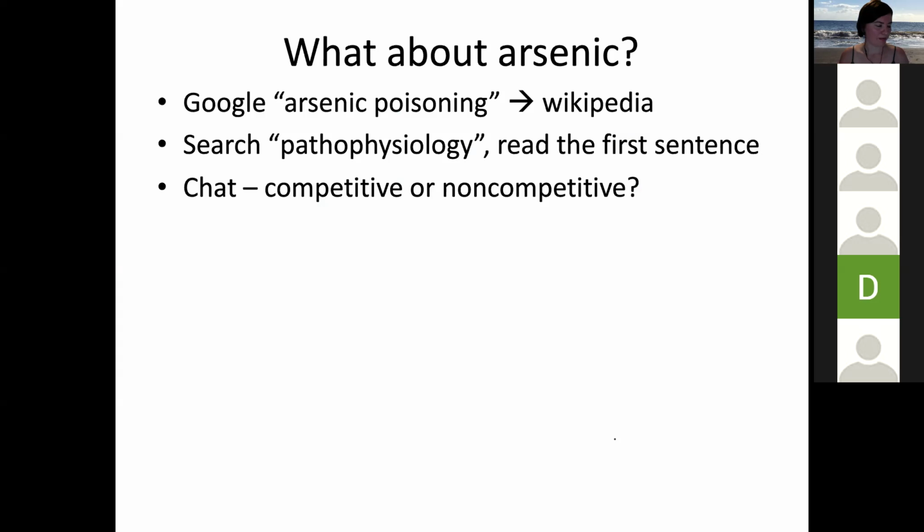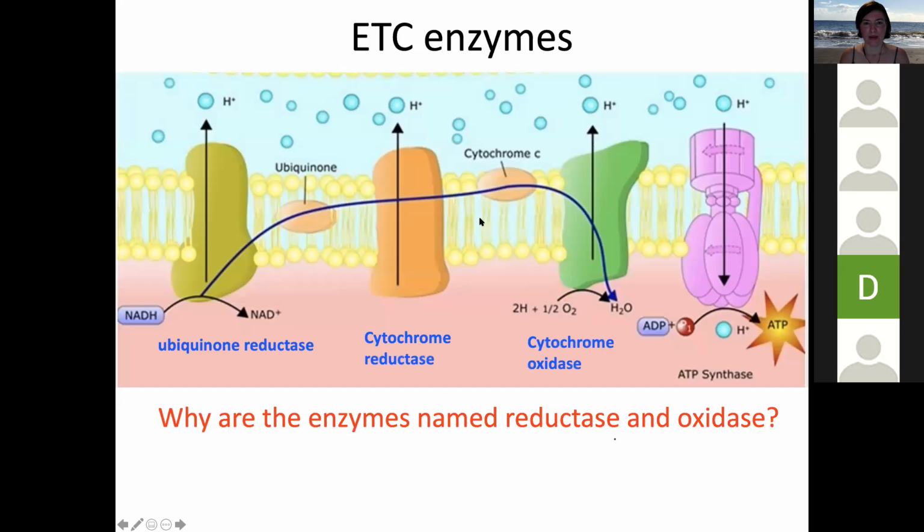Okay, so there are a number of other things that you can look up. We're not going to do this. If we had more time, we would as a group, but you can look up arsenic poisoning and figure out, does that work the same way? Is that competitive? Is that non-competitive? We can also talk about the names of some of these enzymes. We can see ubiquinone reductase, cytochrome reductase, cytochrome oxidase. This is referring to electron transfers.